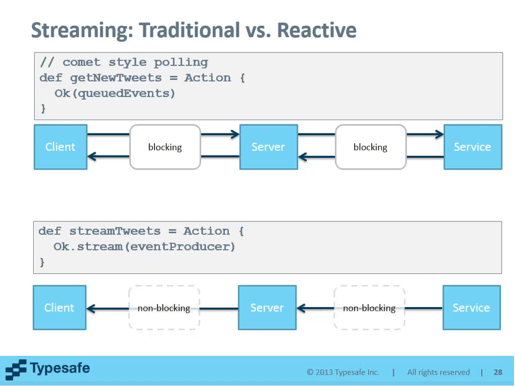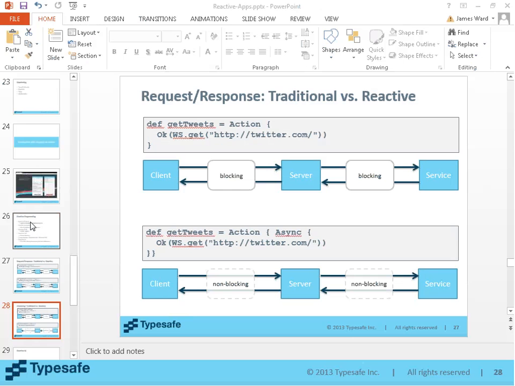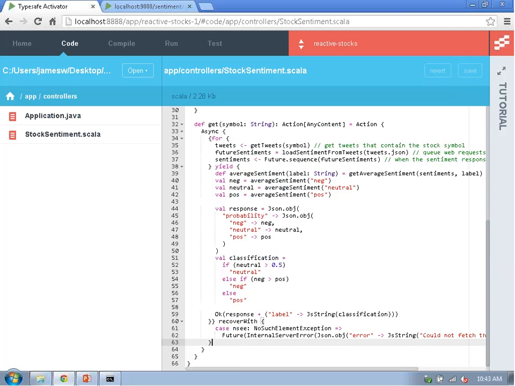And then for just reactive push, we could also use Comet and server-sent events as well. But it's the same programming model. It's the same way to do asynchronous programming, event-driven programming here. So let's take a look at some of the code for how we do that.